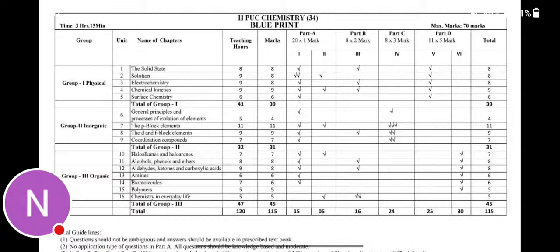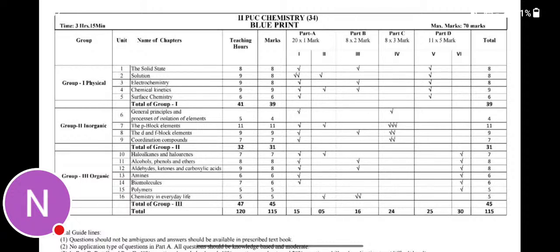Next, the 8th chapter, that is the D and F block elements. 9 hours is the teaching hours for this chapter. 9 marks is allotted for this chapter. In this 9 marks, part A, first main, 1 mark question, 1 question is there from this chapter. And 1 question from part B, 2 marks question, third main. Part C, 3 marks question, that is fourth main, 2 questions are there from this chapter. So totally 1 mark, 2 mark and 6 mark, totally 9 marks is there from the chapter, the D and F block elements.